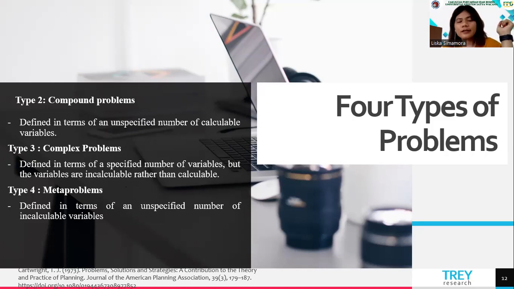Okay. And then for type 4, it's called meta problems. So meta problems are defined in terms of an unspecified number of incalculable variables. So highlighted here, it has an unspecified number of variables, and those variables are incalculable. Okay, so we have 4 types of problem. Let's see an example to make it easier to understand.